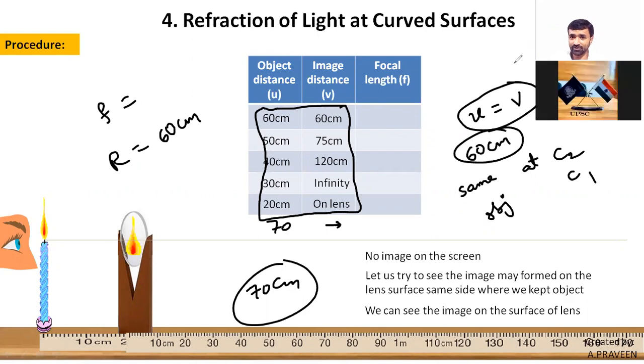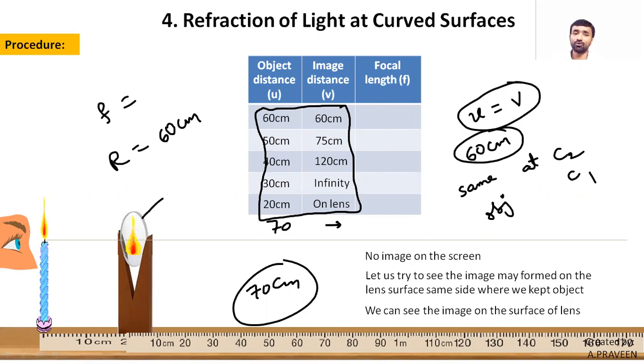Are you following me? How did I get the radius of curvature of this lens? By using the ray diagrams we practiced. The image is obtained at the same distance when the object is at the center of curvature. The distance from the center of curvature to the pole is the radius of curvature. So I used that logically in this case. Then R equals 60. Then F equals R by 2, so R is 60 by 2, which equals 30 centimeters. 30 centimeters is the focal length here.